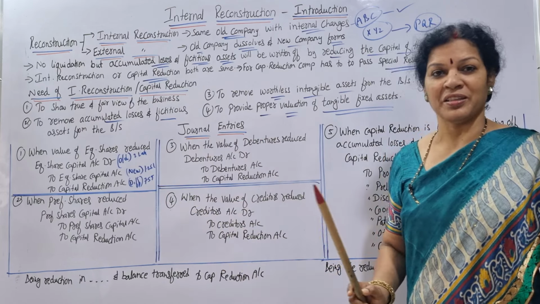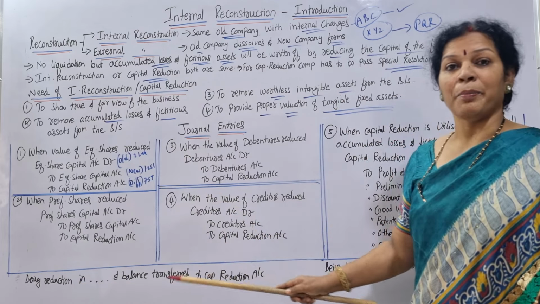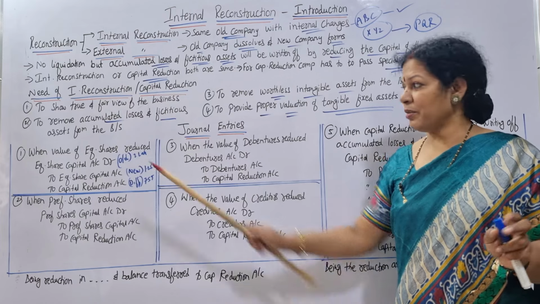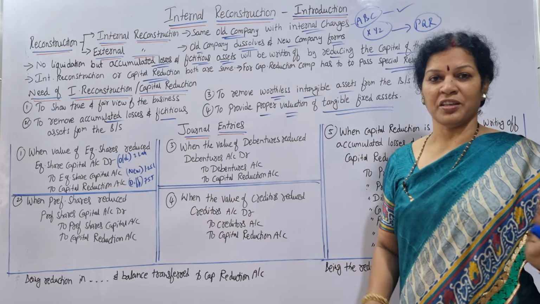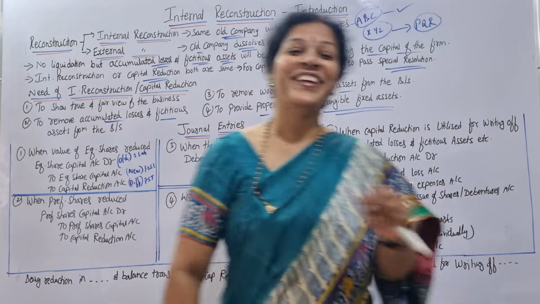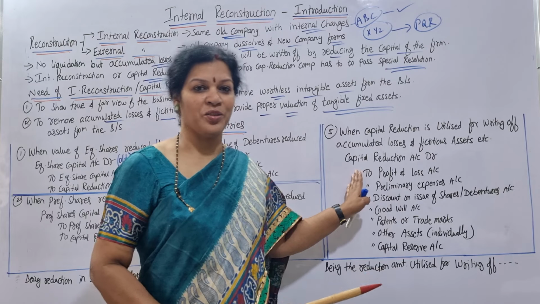So that is what we are saying. Being reduction in whatever it may be, and balance is transferred to capital reduction account. This is the entry. If you learn one entry, the rest of the three entries are easy. Okay, now the next, fifth entry. You have to be very careful here, and it is easy also.